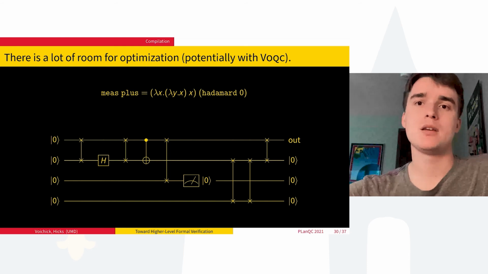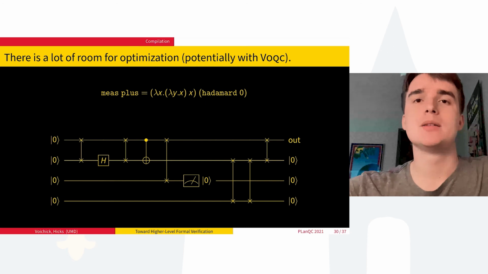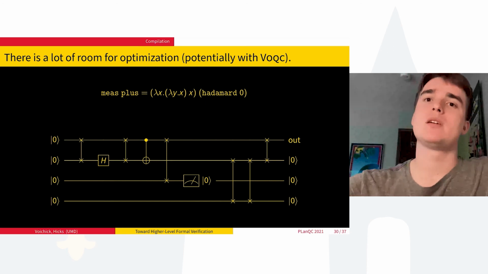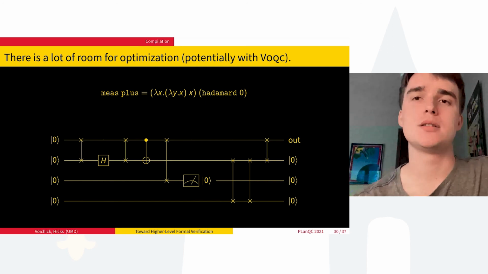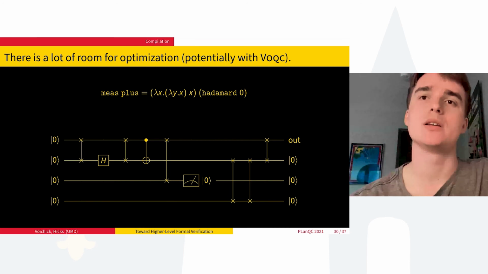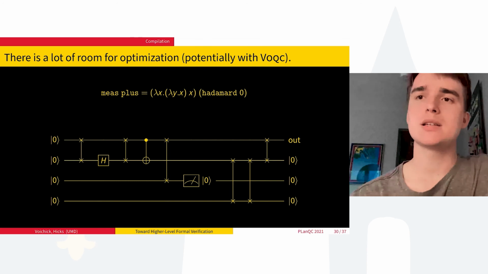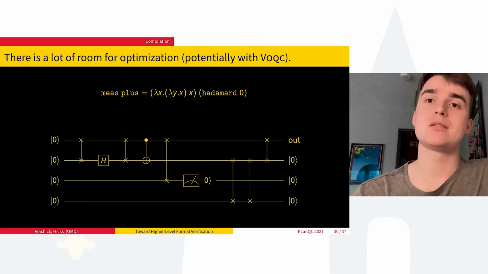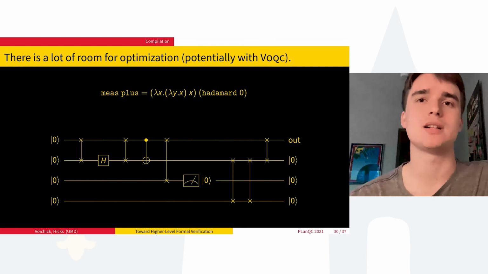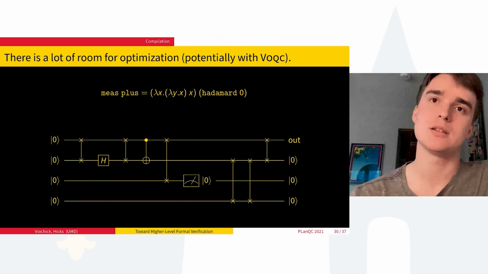So on the top here, we have our coin flip program from before, which measures a plus state, and on the bottom is the output of our compiler when given this program. So just taking a quick glance at this circuit, it is correct, but it obviously uses a lot more gates than it needs to. And in particular, it uses a lot more swap gates than it needs to.